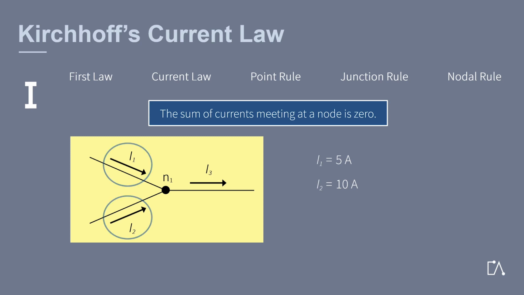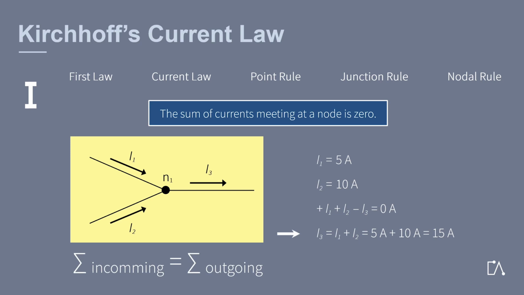Therefore, we will define all incoming currents as positive, and all outgoing currents as negative. Hence the sum of the three currents has to be zero. If we solve the equation to the outgoing current, we get a result of 15 ampere. Note that you can simplify this rule by saying, the sum of all incoming currents at one node is equal to the sum of all outgoing currents at the same node.